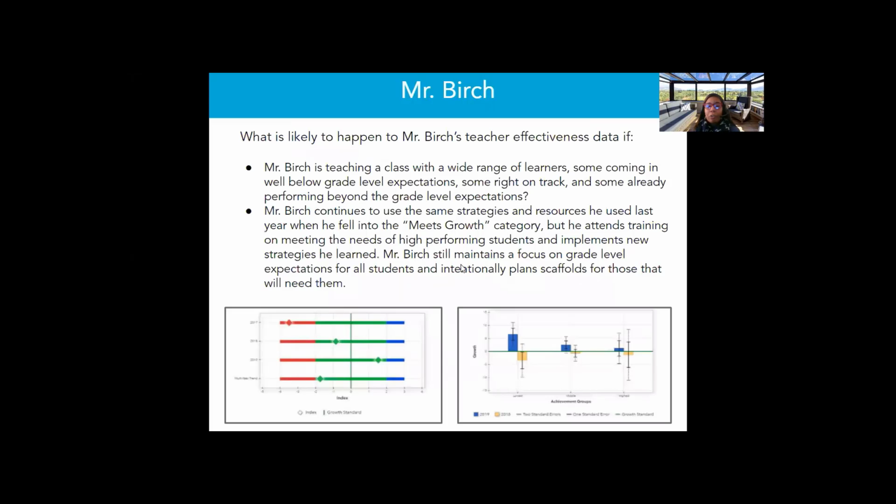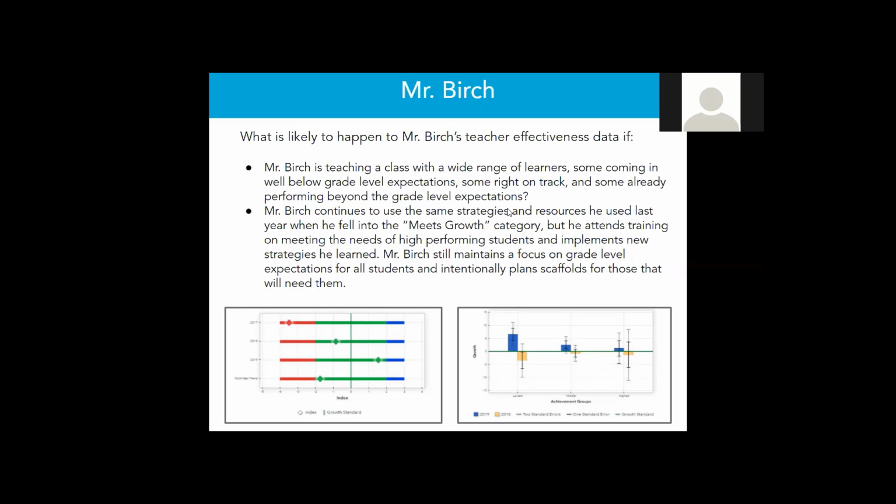So given this situation with Mr. Birch, what is likely to happen to his teacher effectiveness data if Mr. Birch is teaching a class with a wide range of learners, some coming in below, some coming in right on track, some coming in above grade level? What is likely to happen if Mr. Birch continues to use the same strategies he used last year when he fell into the meets growth category, but he attends training on meeting the needs of high-performing students and implements strategies he's learned? Mr. Birch is still remaining focused on grade level expectations for all students and intentionally plans scaffolds for those that will need them. What do we think will likely happen to Mr. Birch's teacher effectiveness data?